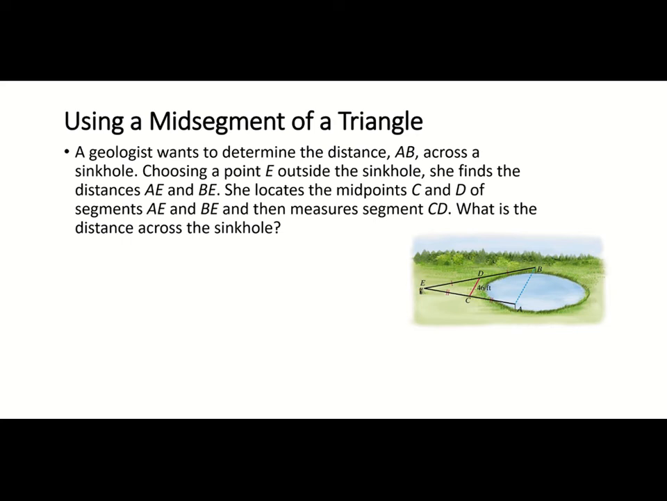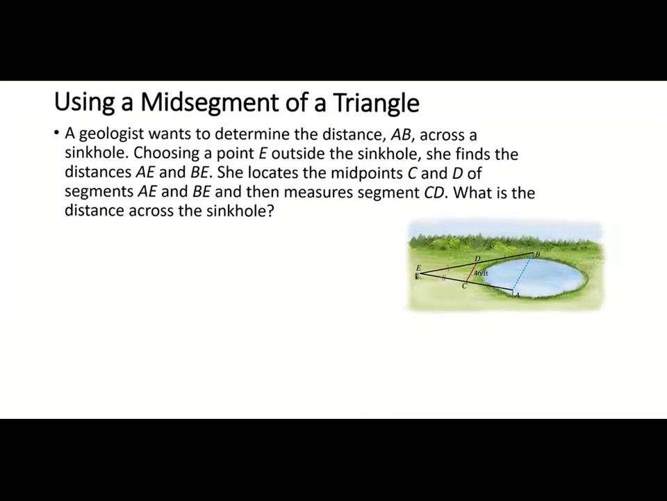Okay, and so here, this is good to put like a real world application for a midsegment of a triangle. So we have here a geologist who wants to determine the distance across a sinkhole. They labeled it as AB. And choosing point E outside the sinkhole, she finds the distances AE and BE. So she measures from a point outside the sinkhole to the sides of that sinkhole. She goes from A to E and E to B. She locates the midpoints, C and D, of the segments, so you can measure those and locate them. So she wants to know the distance across the sinkhole. And again, you're not going to get too close to that sinkhole or in that sinkhole. So this is a good way to find your distance.